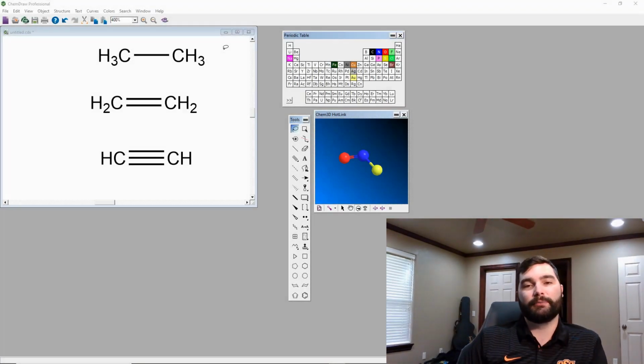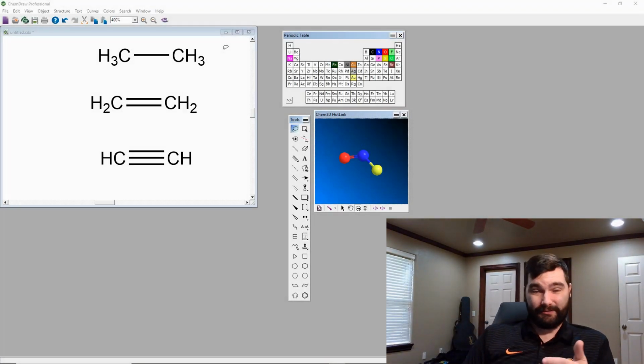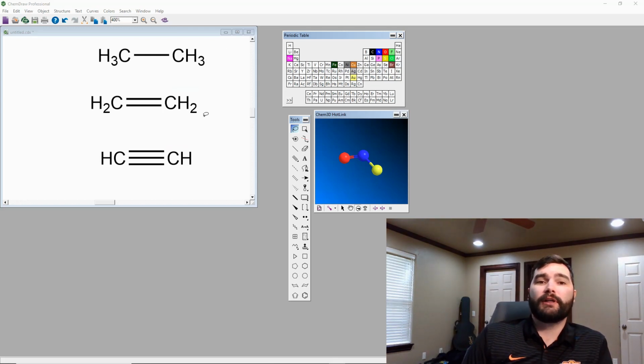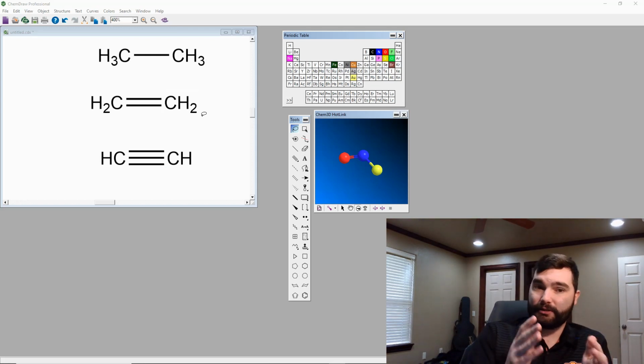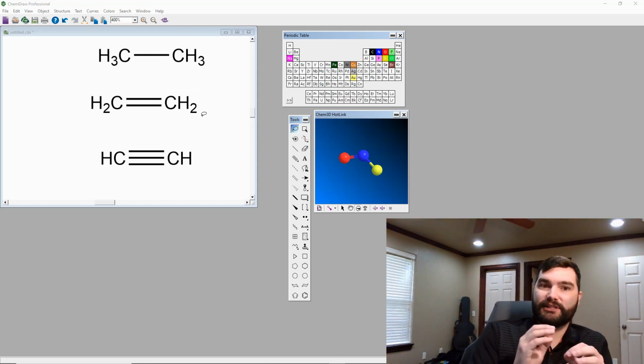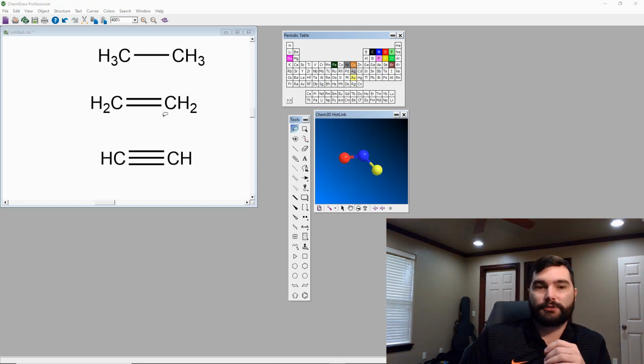Lastly, before I end the lab today, I want to go ahead and go over the difference between sigma bonds and pi bonds when looking at Lewis structures. Every single bond you have has at least 1 sigma bond. Double bonds and triple bonds have 1 sigma bond and multiple pi bonds. So for a double bond, you have 1 sigma bond and 1 pi bond. For a triple bond, you have 1 sigma bond and the other 2 are pi bonds.